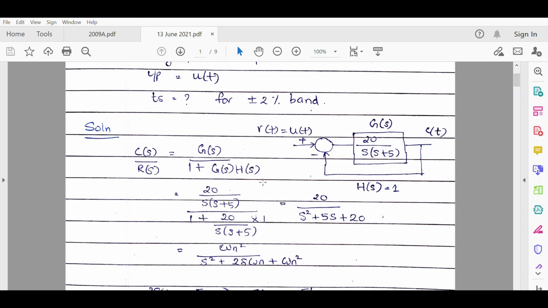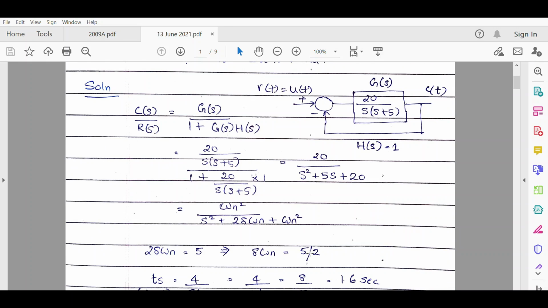Now we can substitute for G(s) and H(s) in this formula. Here we have substituted for G(s), and H(s) is nothing but unity, and we arrive at the transfer function 20 divided by s square plus 5s plus 20. Now, the standard form of a second order transfer function is omega n square divided by s square plus 2 delta omega n s plus omega n square.